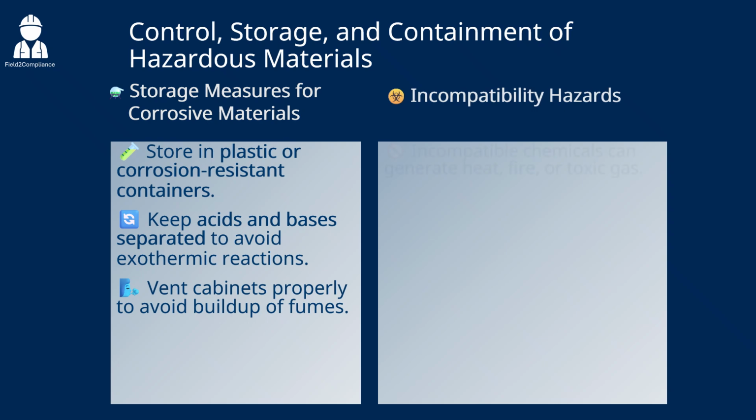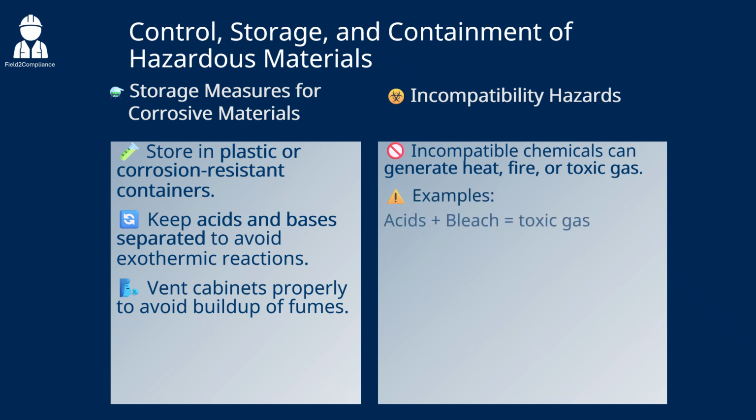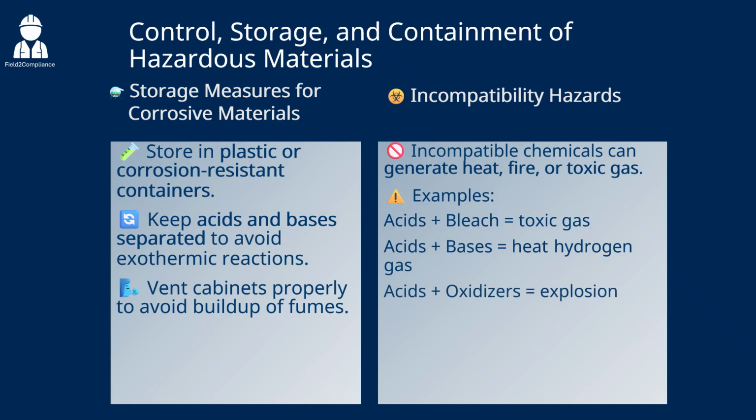Now let's talk about incompatibility hazards. Mixing the wrong chemicals can lead to toxic gas, heat, or explosions. Here are a few examples. Acids and bleach, toxic gas. Acids and bases, hydrogen gas and heat. Acids with oxidizers, boom, literal explosion. The rule is simple. Label everything and store incompatible materials far apart with ventilation in between.